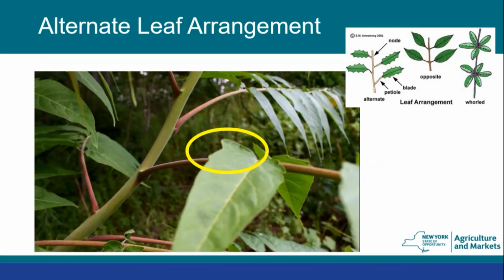Just like all trees, especially in winter ID, when you don't have leaves to look at, leaf arrangement, whether it's alternate, opposite, or whorled, is a great way to key in and ID plants. Most trees at least are alternate, but there are a few that are opposite, so you can rule those out pretty easily. So next page.